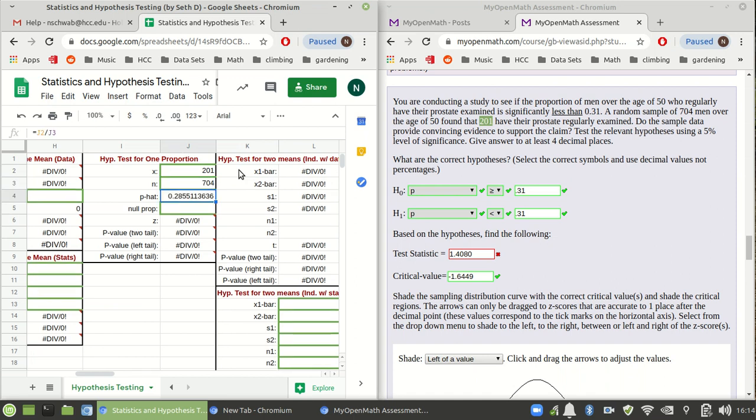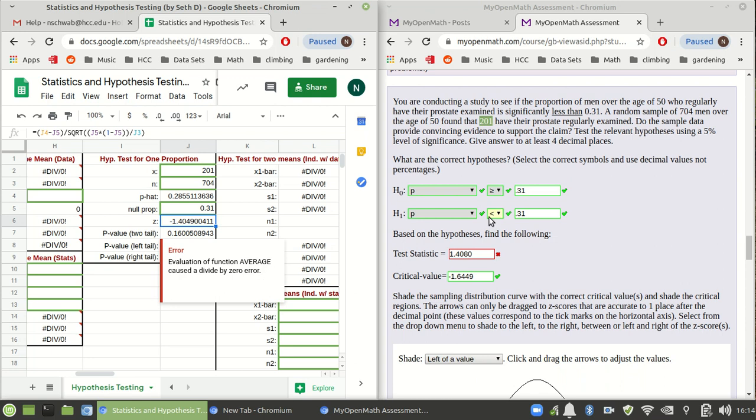And it automatically figures out what my p hat is. All this is dividing these two numbers, right? The null proportion is 0.31 because that's what the null hypothesis is. So we go ahead and hit enter. And it tells me I've got my test statistic and I've got my two p-values. So it's a left-tailed test. I know it's left-tailed because this is a less than sign. So this value is the p-value I care about, this 0.08.